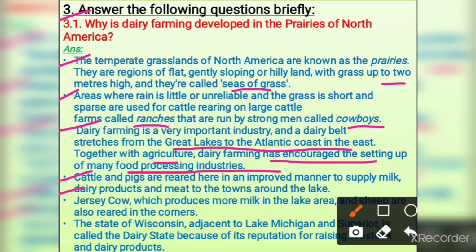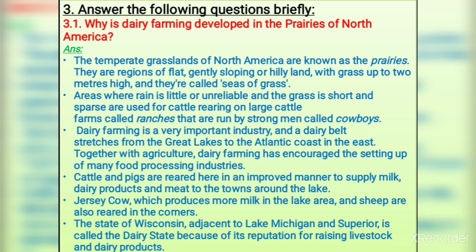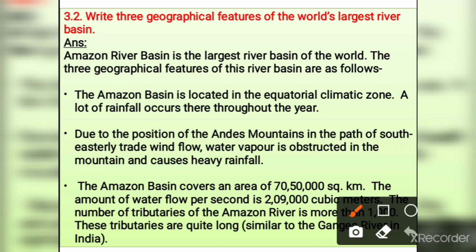Jersey cow is a special species of cow which produces more milk in the lake area, and sheep are also reared in the corners. Okay, the state of Wisconsin adjacent to Lake Michigan and Superior is called the dairy state because of its reputation for raising livestock and dairy products. So these are the causes, or we can say these are the reasons behind the development of dairy farming in the prairies of North America. You can take a screenshot of this page. Next slide. Question number 3.2. Write three geographical features of the world's largest river basin.